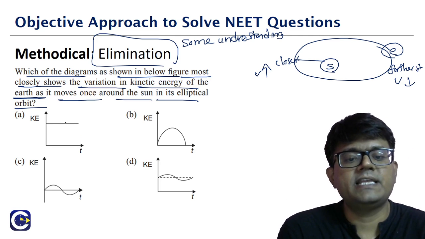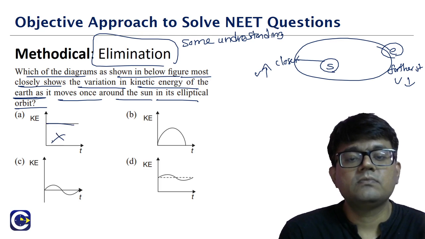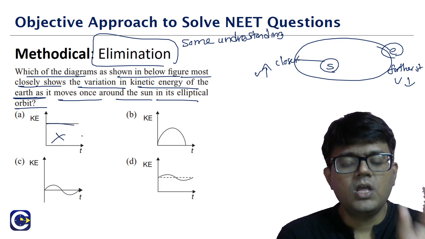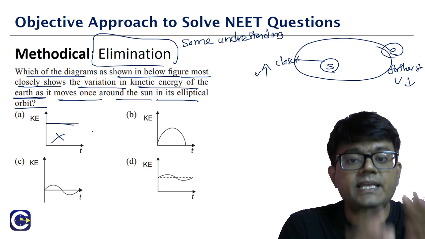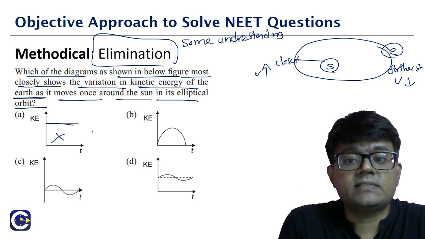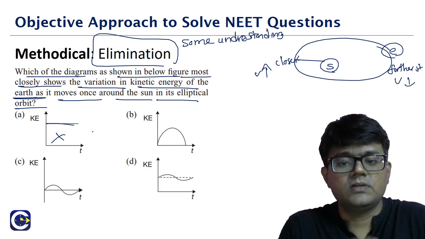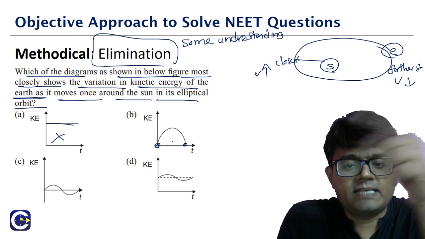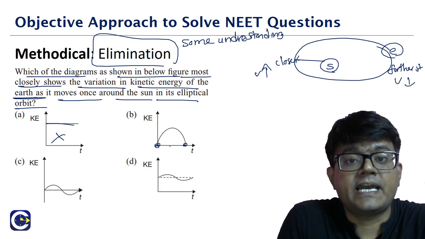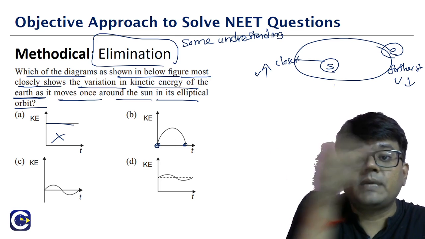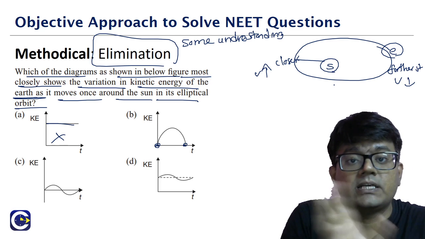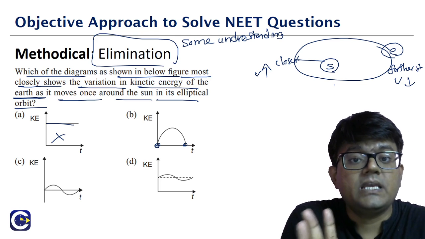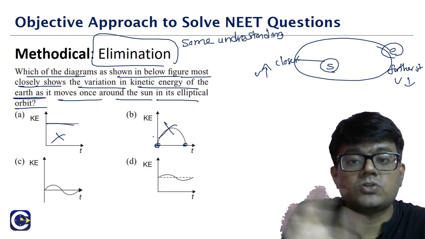Now look, in option A they are showing kinetic energy as a horizontal curve. Horizontal curve means they are saying it is constant. No, it will not be constant, right? So option A will not be the answer. Then the elimination approach: we have to eliminate 3 answers so that we can find the suitable answer. In option B they are saying kinetic energy becomes 0. When the curve touches the x-axis, that point represents kinetic energy 0. But in the elliptical path, kinetic energy of the earth will never be 0. It may decrease or increase, but it will never be 0. Okay? So option B is also not suitable.